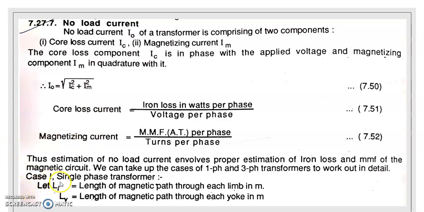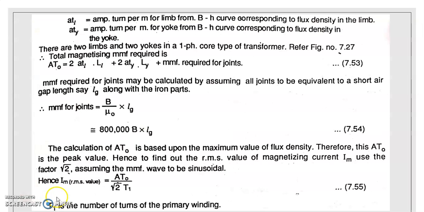Consider case 1, the single phase transformer. Let us define some terms: LL and LY. LL and LY are the lengths of the magnetic path through the limb and yoke respectively. ATL and ATY are the ampere turns per phase for limb and yoke, from the BH curve corresponding to the flux density in the limb and yoke respectively. As per the constructional diagram of the single phase core type transformer, there are two limbs and two yokes.